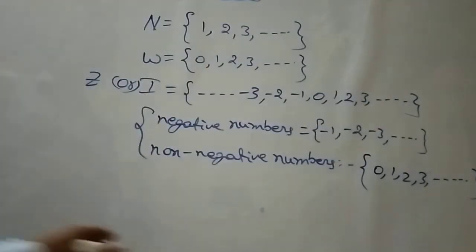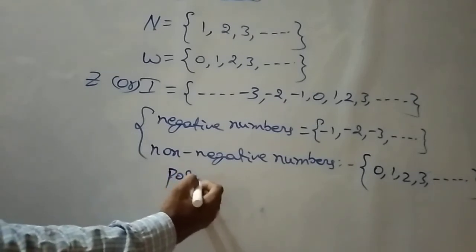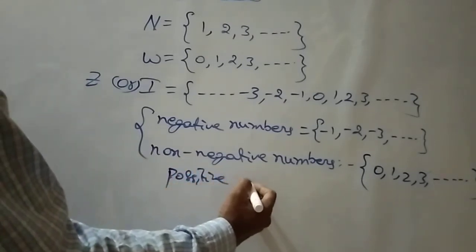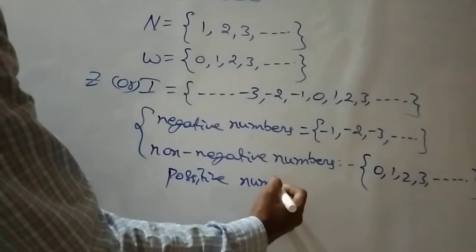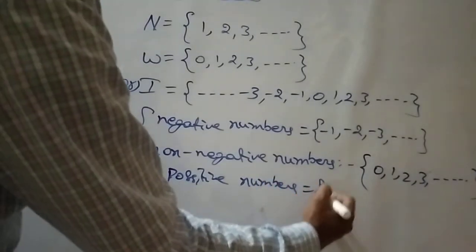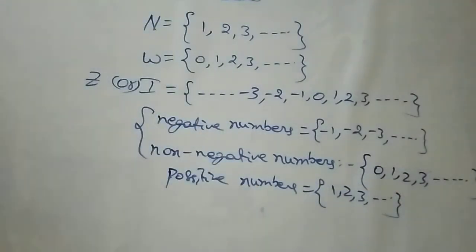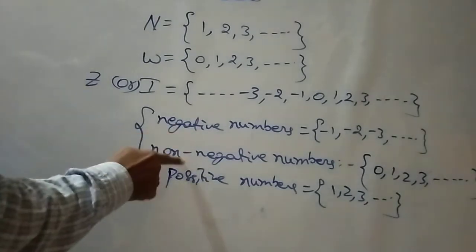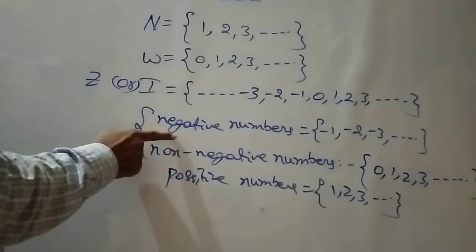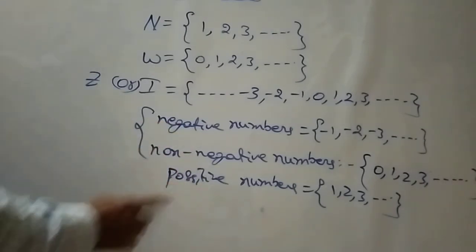If you mention positive numbers, positive integers, you will get 1, 2, 3 and so on. Only 1, 2, 3 and so on are positive integers. The difference between positive and non-negative is only 0. Now we need these terms: non-negative, negative, and one more, positive.